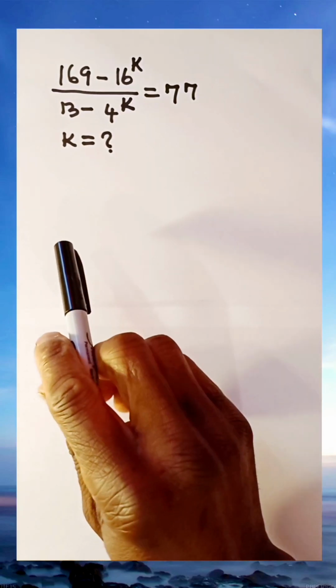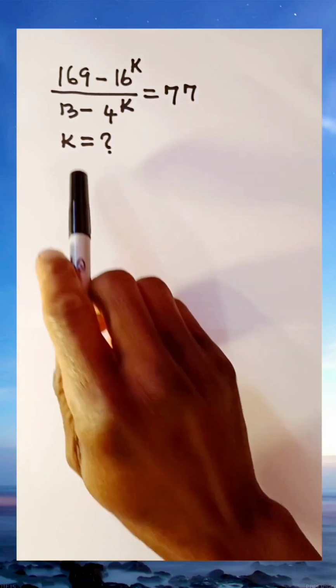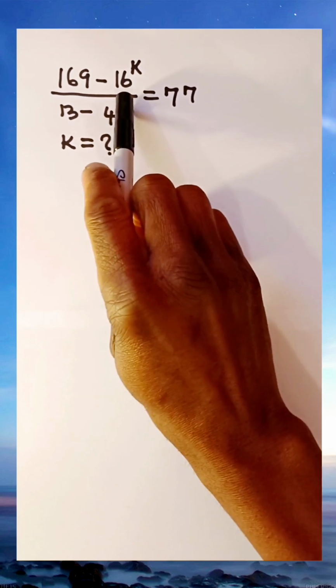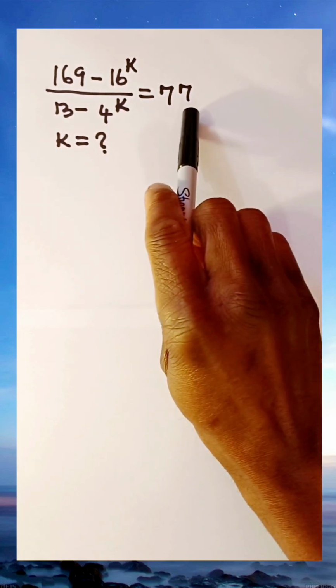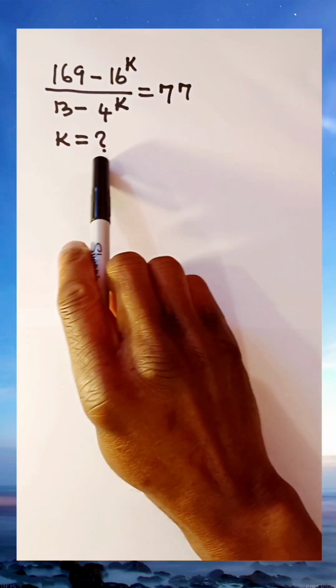Welcome to another video. We have a question before us. We have (169 minus 16 raised to the power of k) divided by (13 minus 4 raised to the power of k) is equal to 77. We are required to find the value of k.